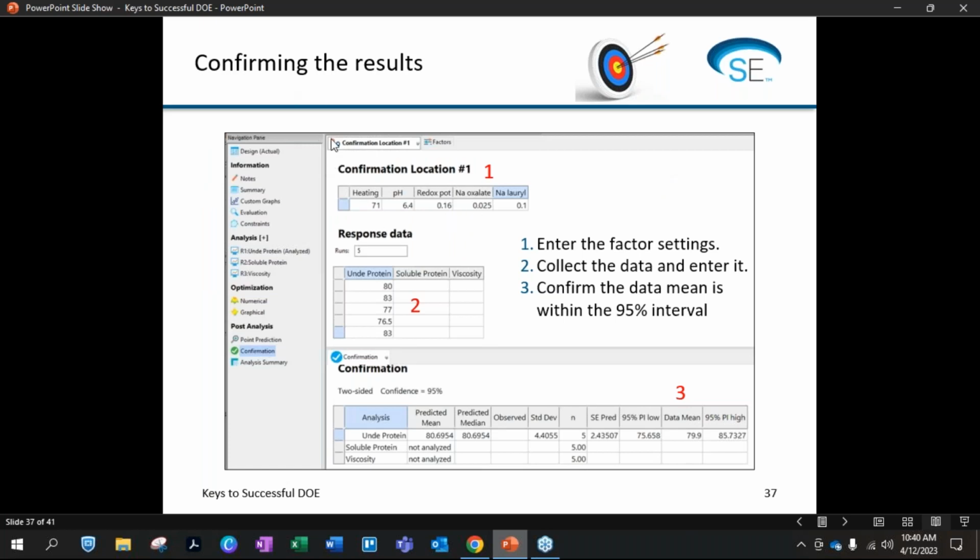Okay, so where is the confirmation node? You will find the confirmation node down here under post analysis. It says confirmation.